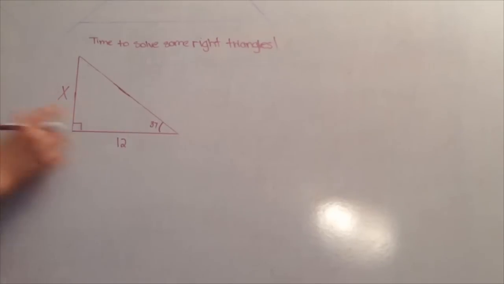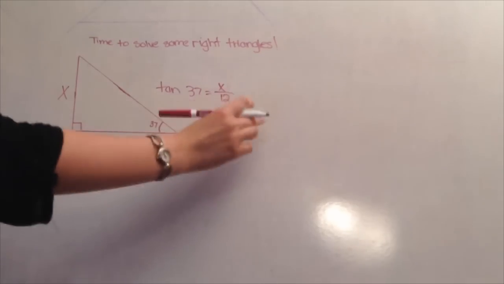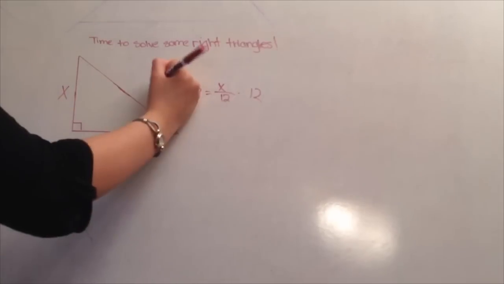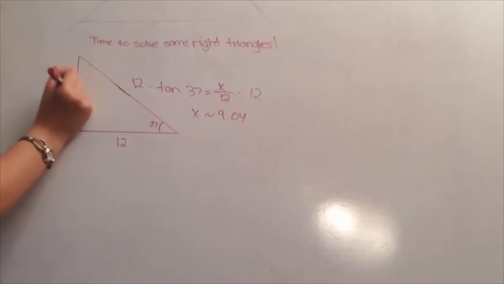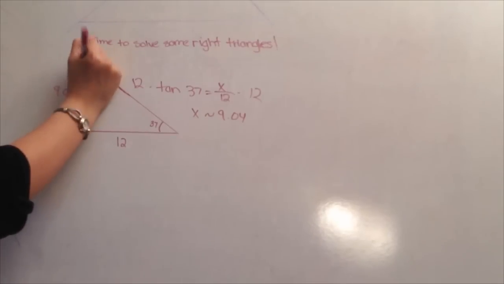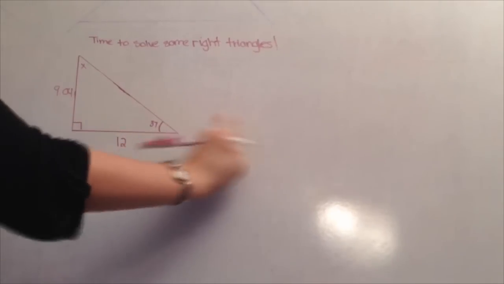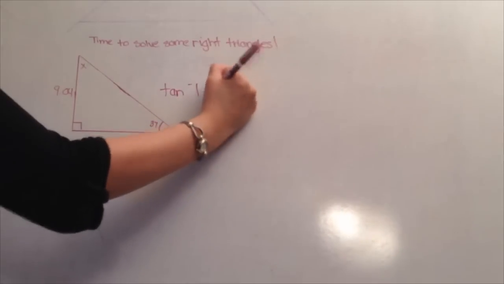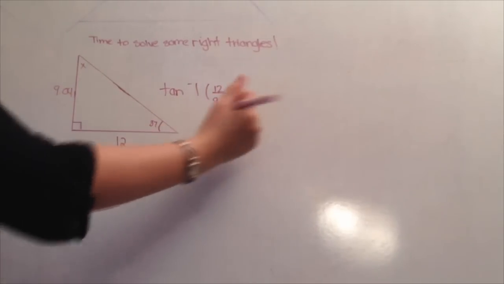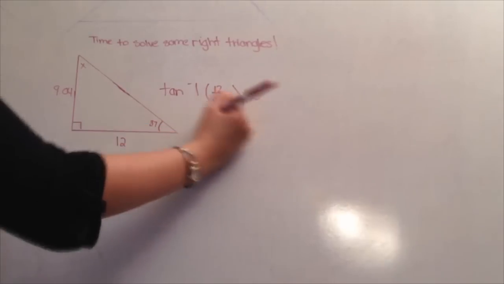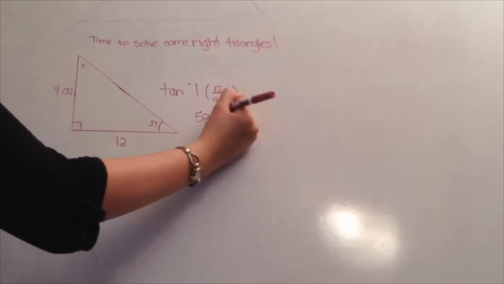Now let's review what we learned today and solve this right triangle. To find x, you're going to use the tangent of 37, which is equal to x over 12. Multiply each side by 12, and x should come out to be approximately 9.04. Using this, you can find the measurement of the missing angle. To do this, you're going to use the inverse tangent of 12 over 9.04, because this is the opposite over adjacent sides. This should come out to be approximately 53 degrees.